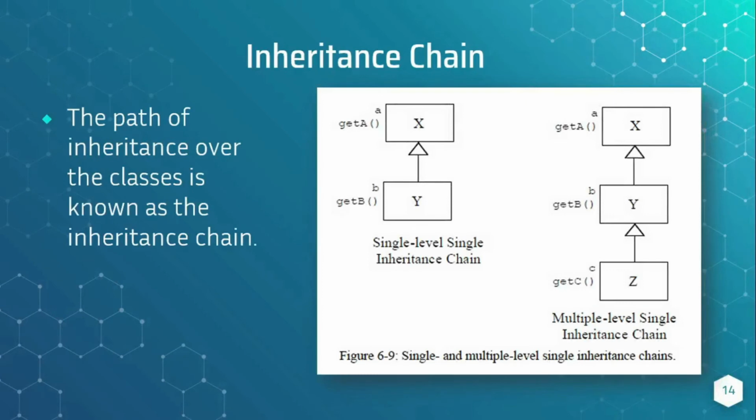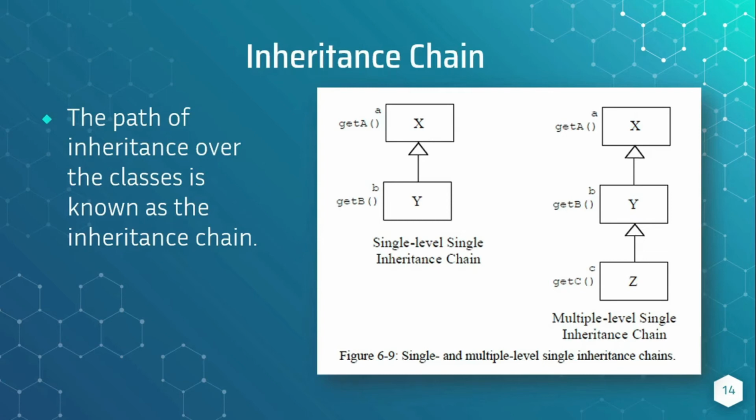Inheritance chain. The path of inheritance over the class is known as the inheritance chain. A single inheritance chain can be single or multi-level. In a single-level, single inheritance chain, there is only one level of superclass that a subclass can inherit properties from. In contrast, in a multi-level single inheritance chain, a subclass can inherit from more than one level of superclasses. The difference is illustrated in Figure 6.9.